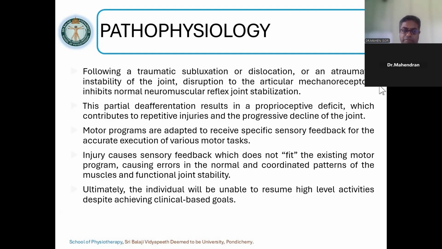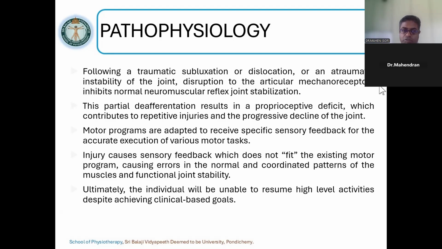So we need to take some measures or effort to restore this proprioceptive function. Following a traumatic subluxation or dislocation, or an atraumatic instability of the joint, or disruption to the articular mechanoreceptors, the normal neuromuscular reflex joint stabilization is inhibited. Joint stabilization is one of the important parameters, and it is maintained by the reflex mechanism.